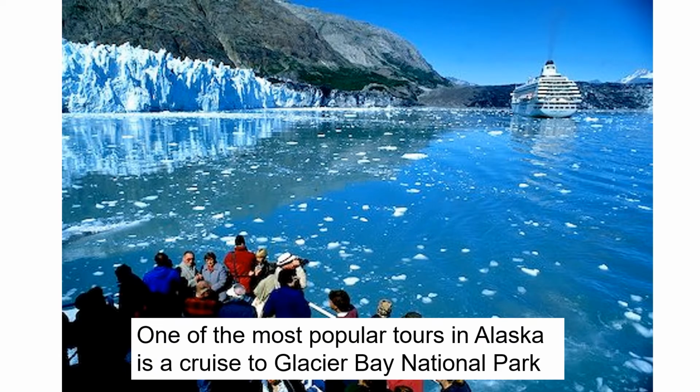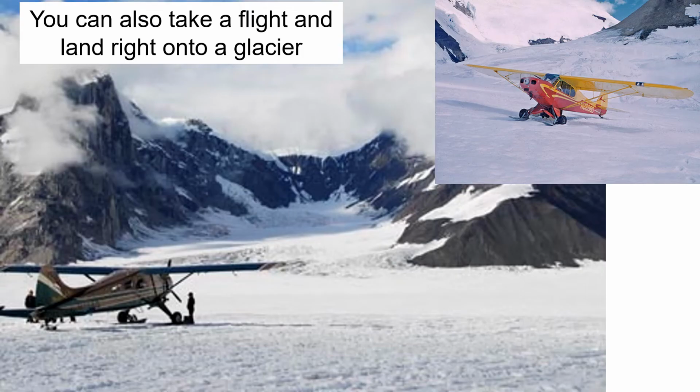One of the most popular things to do in Alaska is you take a cruise or a tour to where the glaciers meet the ocean. This is actually Glacier Bay National Park in Alaska. You can also take a flight. You can land planes right on the glacier.